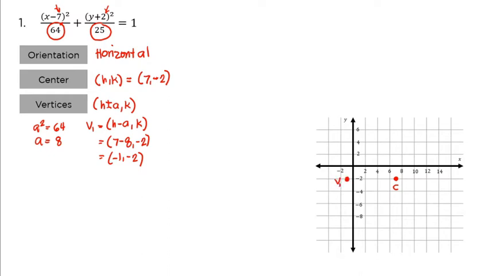For V2 naman, the second vertex, that is (h plus a, k), right? So we have (7 plus 8, negative 2). So we have (15, negative 2). And (15, negative 2) is located here. There. So that is V2. Okay? So we are done with the vertices.